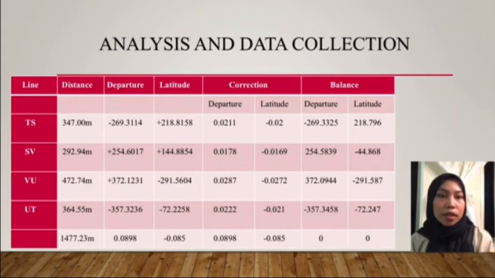And the total for distance is 1477.23 meters. The total for departure is 0.0898. The total for latitude is negative 0.085. The total for correction for departure is 0.0898. Correction for latitude is negative 0.085. Total balance departure is 0 and total balance latitude also 0.